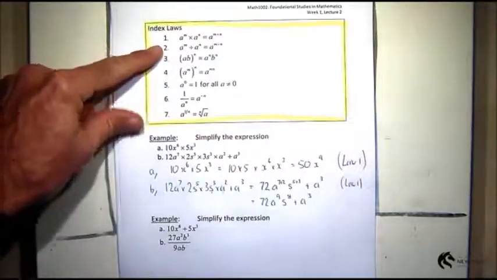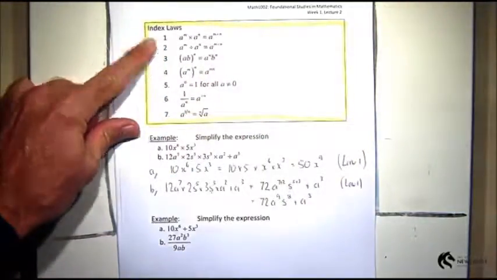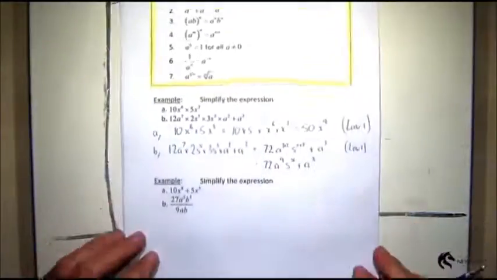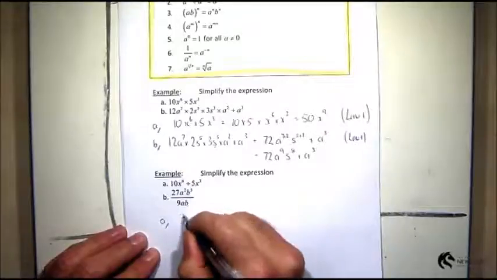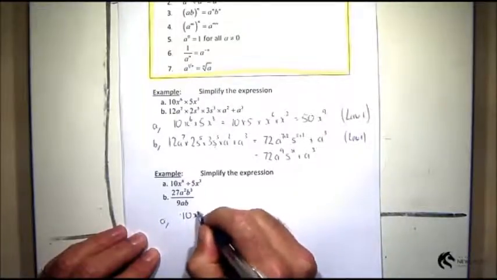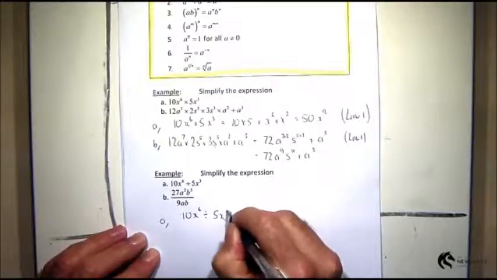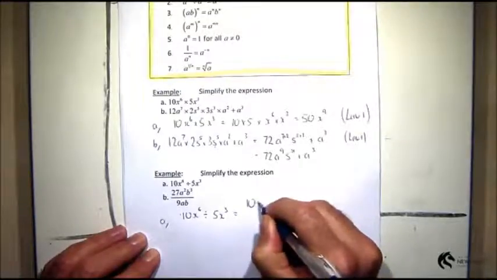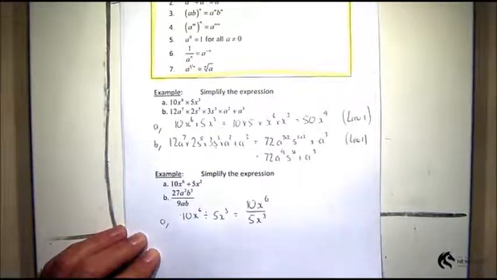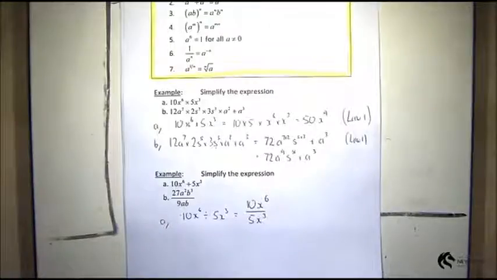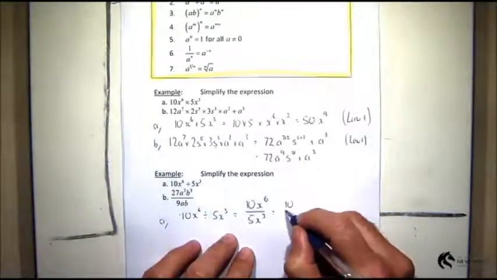It says, if I divide two numbers with the same base, subtract the indices. So let's do that here. So here I might write this as 10x to the 6 divided by 5x cubed. If I write it like this, it's easier to see what's happening, I think. x to the 6th over 5x cubed. That's the same expression. And you can see in here that I could write that because we know how to work with fractions.